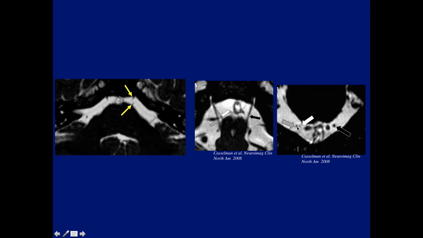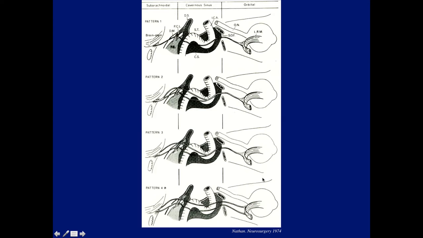Now, it turns out that already in 1974, Professor Nathan demonstrated the various anomalies of the sixth cranial nerve. Here's a single nerve coming out of the pontomedullary junction, traveling all the way to the lateral rectus muscle. Sometimes the nerve splits into two in the middle portion, and there are two divisions here, or you may have two nerves coming out of the pontomedullary junction joining together within the cavernous sinus, or you could have two completely separate sixth nerves all the way to the lateral rectus.